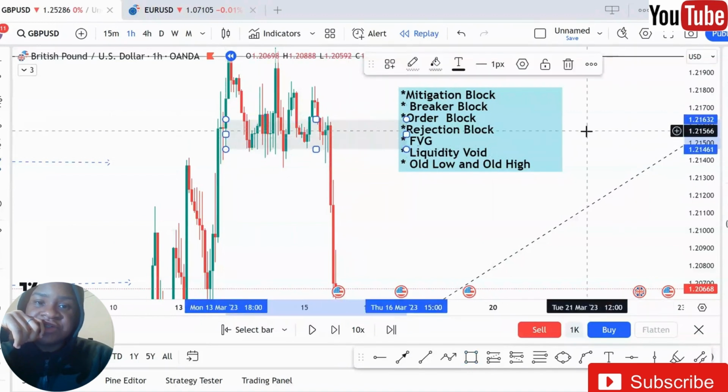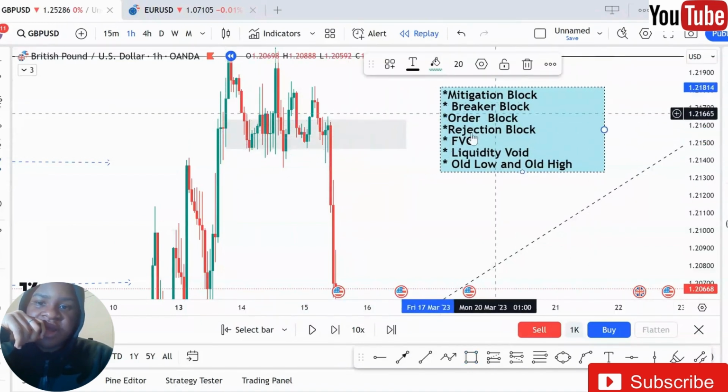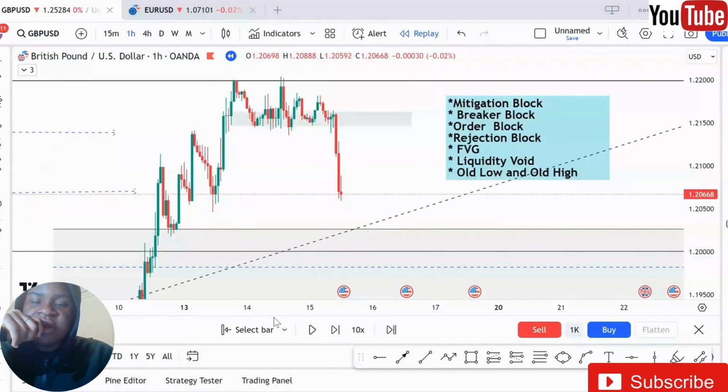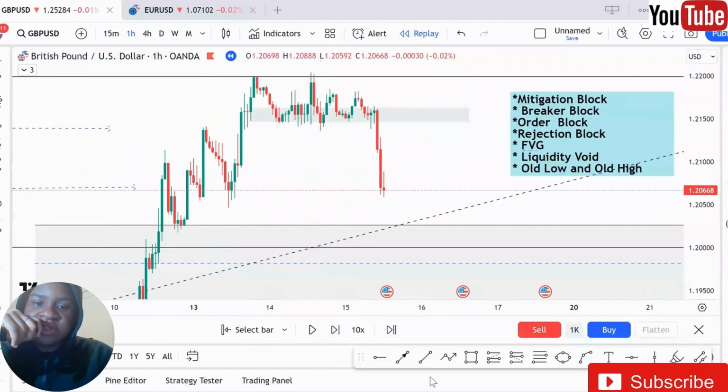For those that want to counter trend for a sell, is there a breaker block? The breaker block will be this zone here, because why? Market broke structure here.